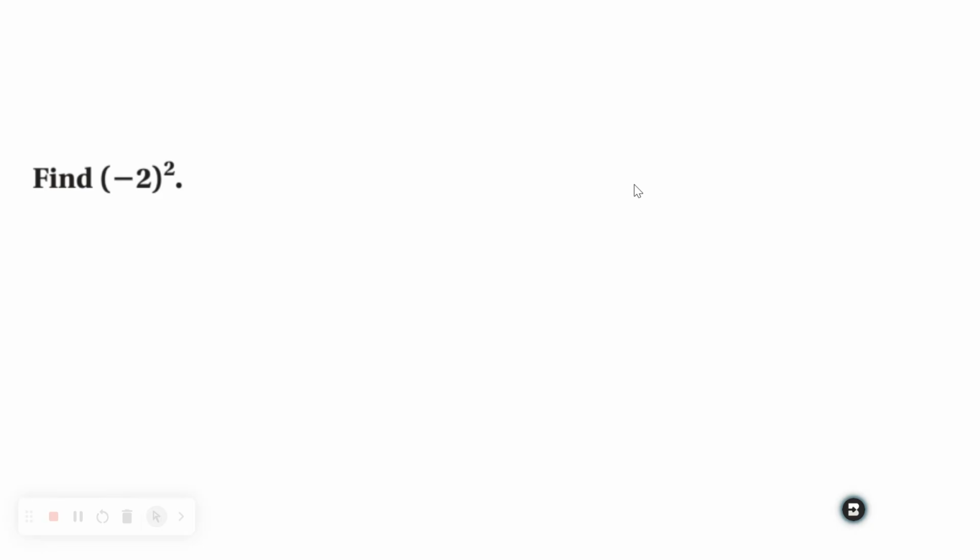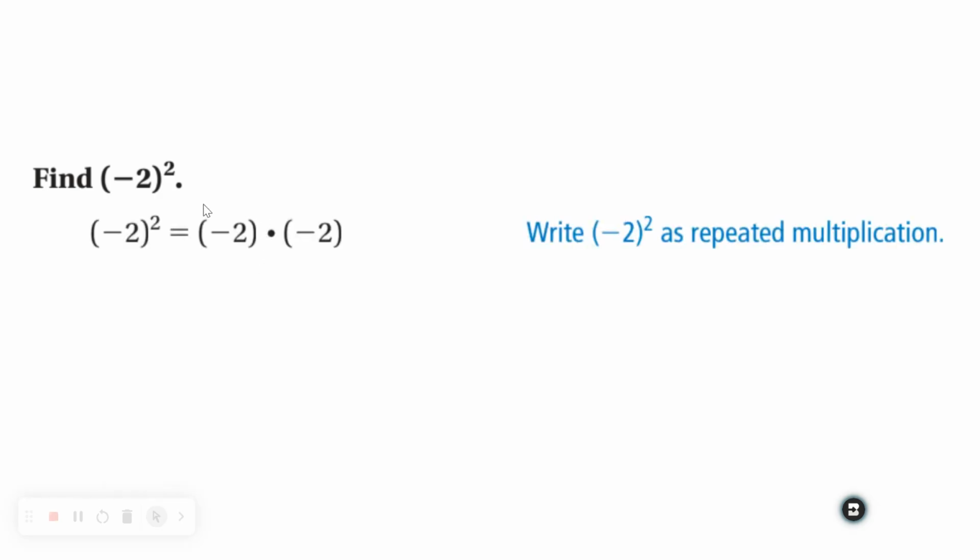If I have -2 squared, I need to think, what would -2 squared look like if I wrote this in expanded form? If I wrote this number in expanded form, we would have -2 times -2. Anytime we're talking about an exponent, we take the base and we repeat it the number of times the exponent represents. -2 times -2. Now I can ignore this exponent over here and I'm just doing multiplication of two numbers with the same sign. -2 times -2 is 4.